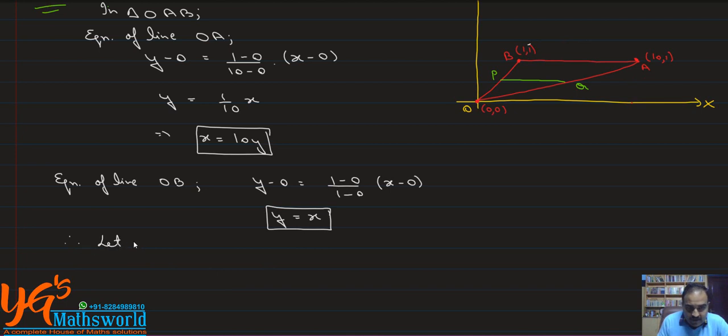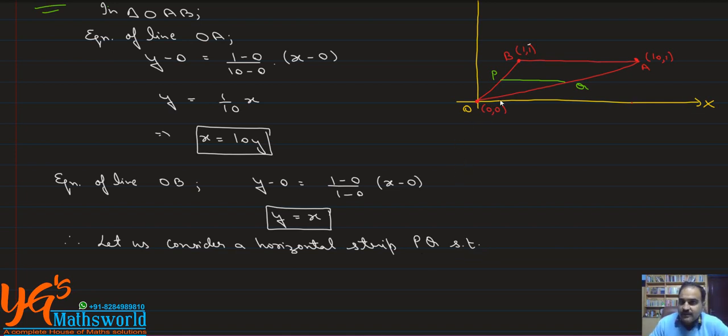for that, let us consider a horizontal strip PQ. Now keep one thing in your mind: whenever we are taking horizontal strips, we have to move from left to right, never Q to P, always from P to Q, left to right. And if you are taking a vertical strip, we have to move from down to up, lower value to upper value.